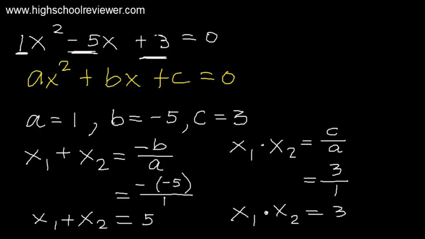3. So x sub 1 plus x sub 2 is positive 5, and x sub 1 times x sub 2 is positive 3. These are our final answers: the sum and product of the roots.